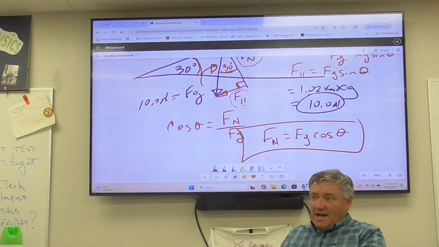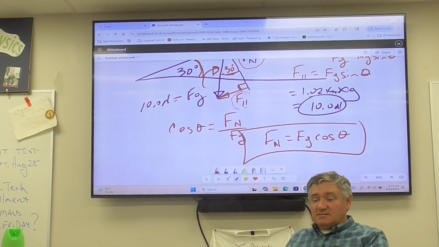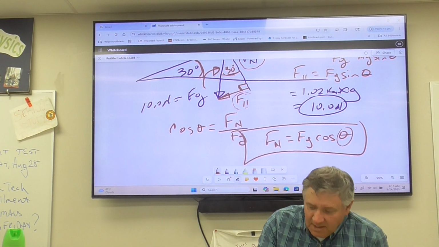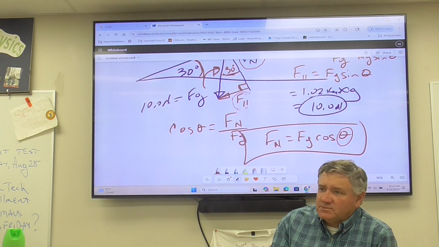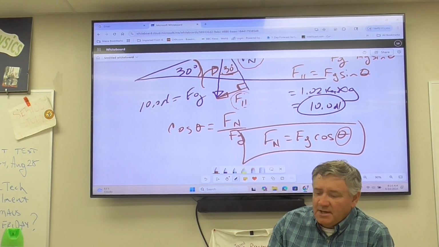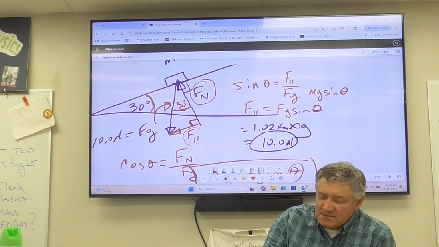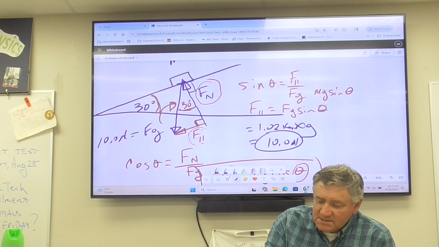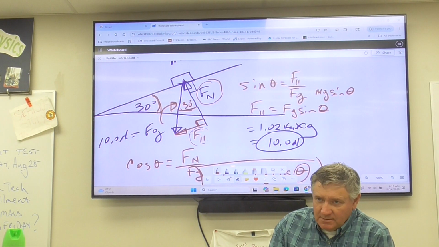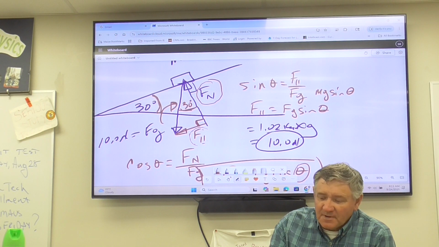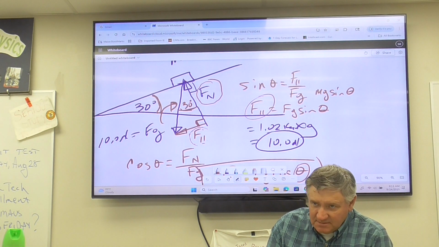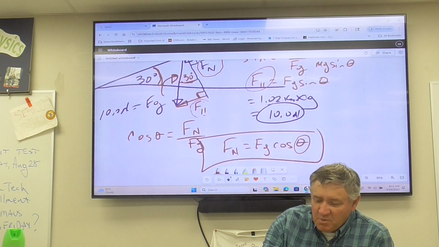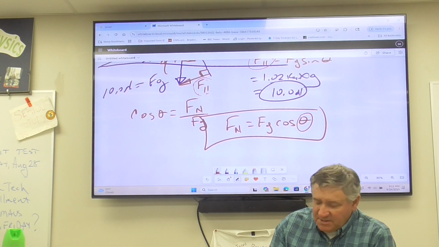So if you're on a flat surface, what's the cosine of 0? 1. So force normal just equals Fg. Now, if you're on a flat surface, what's the sine of 0? 0. That's why there is no force parallel if you're on a flat surface, okay? But this is why force normal equals Fg.